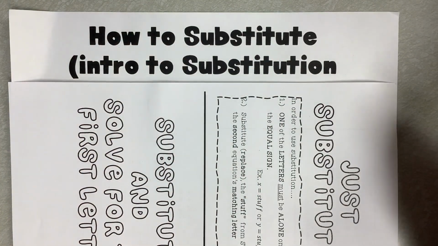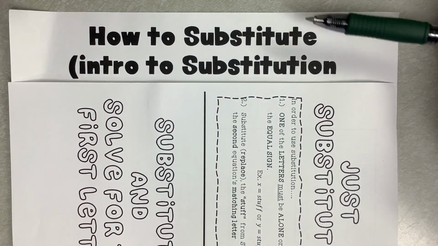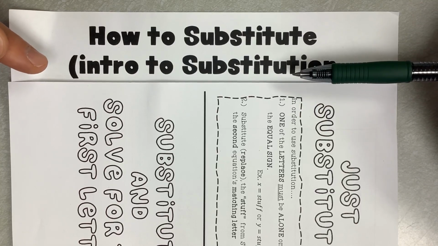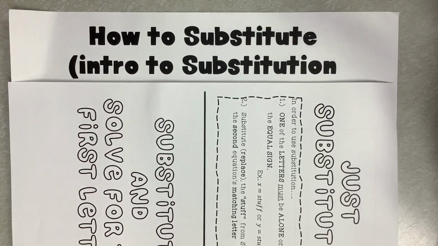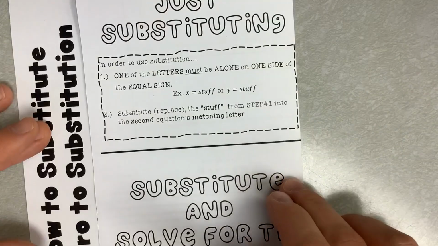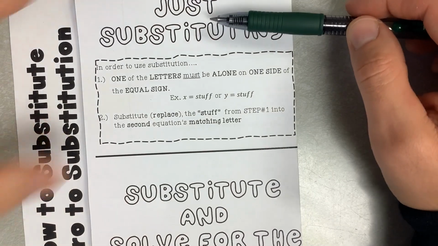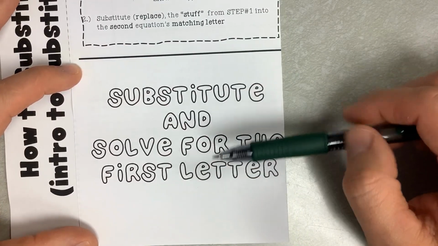All right, guys. So today, we're going to start learning how to solve systems using the substitution method. And today is just going to be the intro portion to this, where we're just going to understand the concepts and maybe the first one or two steps, and that's it. We're not going to do the entire problem. Now, we are going to work on just substituting in, right? For the top half, and then for the bottom half, we're going to learn how to sub and then solve for the first letter and go from there.